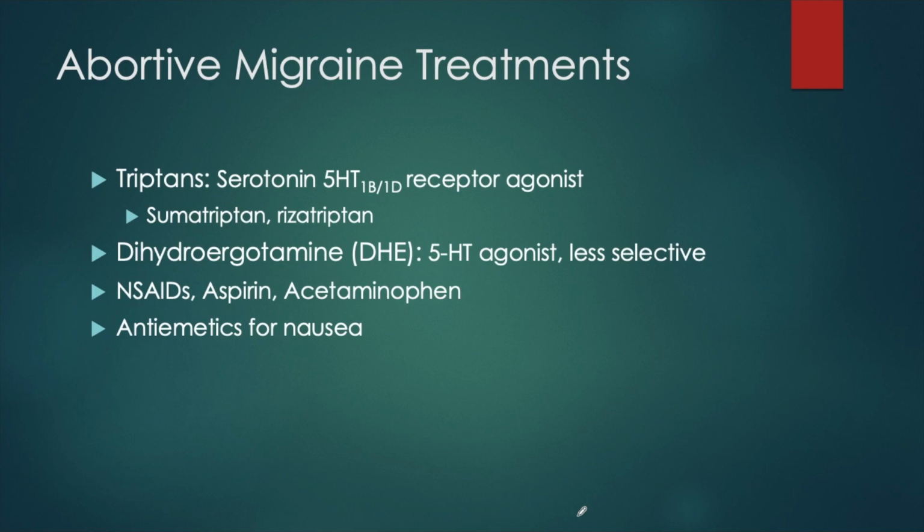Dihydroergotamine is a less selective serotonin agonist and can be useful for breaking a refractory migraine. Dihydroergotamine also has the same contraindications as the triptans. As both triptans and DHE are vasoconstrictors, they should not be used together. However, NSAIDs and other non-opioid analgesics can be used in combination with other meds. Antiemetics like prochlorperazine and metoclopramide are helpful as well, particularly for controlling nausea during migraines. Treatment of migraines with opioids is not recommended.